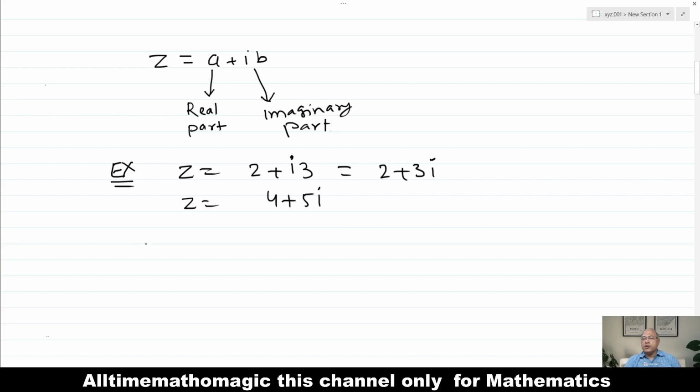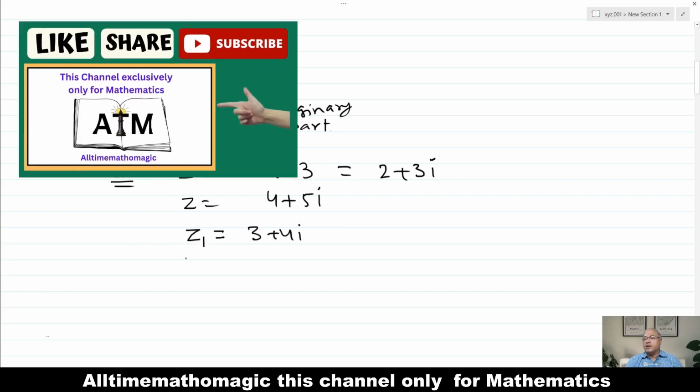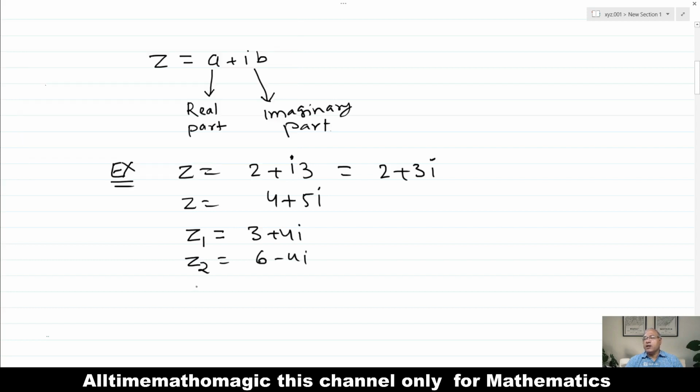If there are two or three complex numbers, then the first complex number can be denoted as Z1. Z1 equals 3 plus 4i. Z2 equals 6 minus 4i. Z3 equals 5 plus 6i. This way we can write. If more than one complex number is given to us, then the different complex numbers can be written as Z1, Z2, Z3, Z4, etc.